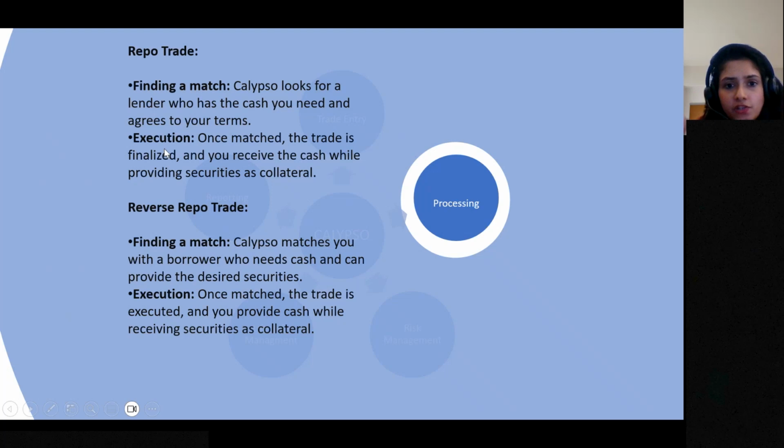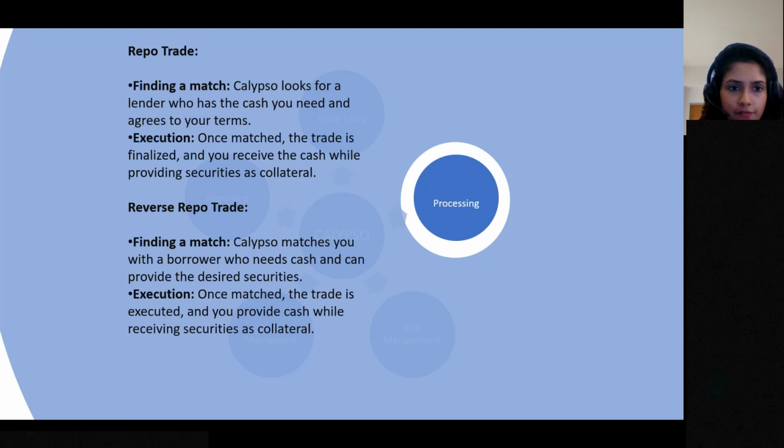After a match is found, okay, bank A got someone as bank B. Good, we have found a match. Now, execution. As long as bank A has found its bank B, we will have to finalize the transaction. So, bank B should receive the securities as collateral, and bank A should receive the cash. So that's how execution will come into picture. All of this will have to be calculated and processed. This is what the processing, the middle office, will do.